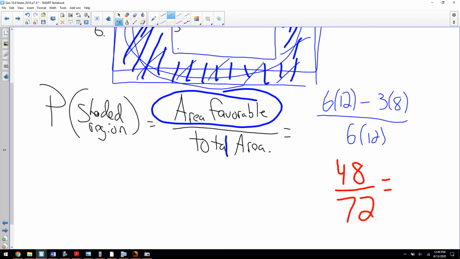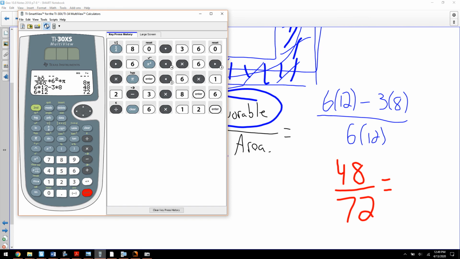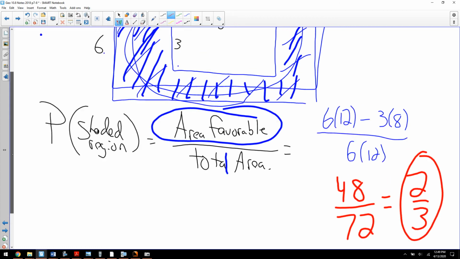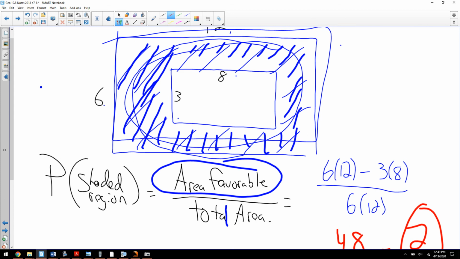Which means my last bit to do is to simplify that fraction, which, once again, go back to my calculator, 48, fraction bar, 72, and hit enter. And the probability of landing in that shaded region is 2/3. Okay? Area of the favorable divided by the total area.